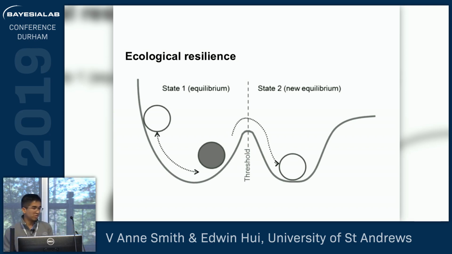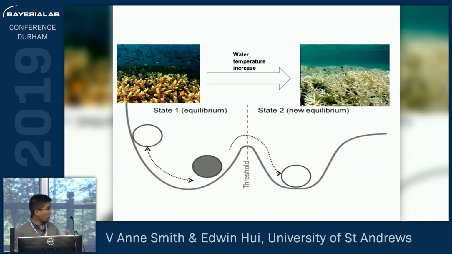So to gain a more intuitive sense as to how this works in ecology, here's a coral reef community. I'm sure everyone has seen this before. Generally speaking, corals provide habitat and shelter for thousands of species of fish, and they also exist in a mutualistic relationship with algae, where algae hangs out on the coral and provides it food through photosynthesis.